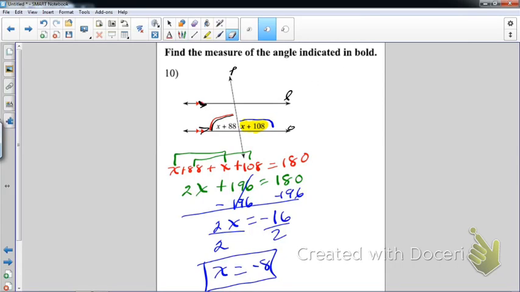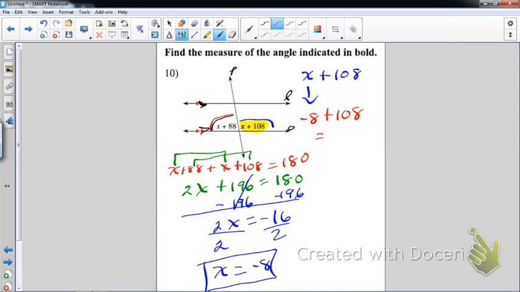So all I want to do is substitute what I know about x. So what do I know about x? Well, I know that x is equal to negative 8. So I have negative 8 plus 108, and that's going to equal 100. So this degree here is 100 degrees, which makes this one here to the left, if you look at it, let me erase this really quick so you guys can see it. This angle here, if you substitute 8 in for x, you're going to end up with 80. 80 plus 100 will still give us that 180 that we were looking for.